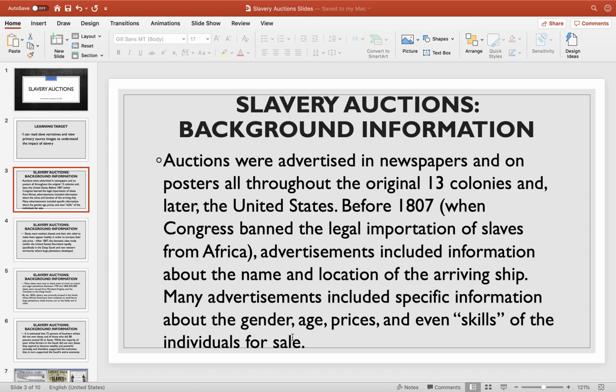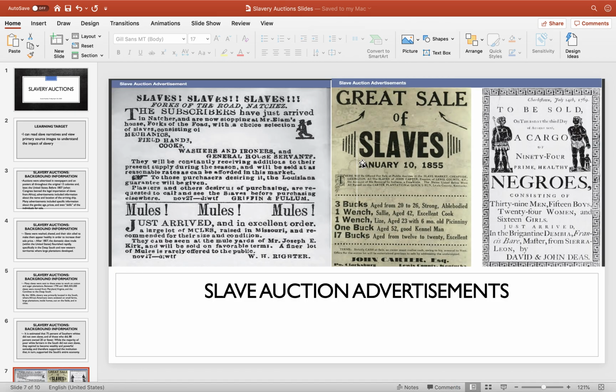In other words, remember that slaves were property and they could be used for buying and for selling, right? And all that information, such as the gender, age, prices, and skills, was advertised on those posters. And I'm going to show you some examples of what those posters look like. So here are some advertisements.